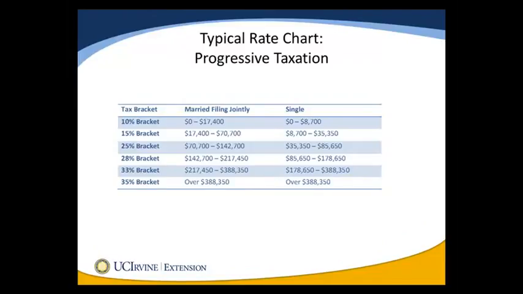As we discussed in the last lesson, tax rates are defined by taxable income and the type of taxable unit. In other words, your filing status. The tax rates are progressive. This means that the greater your taxable income, the higher your tax rate.